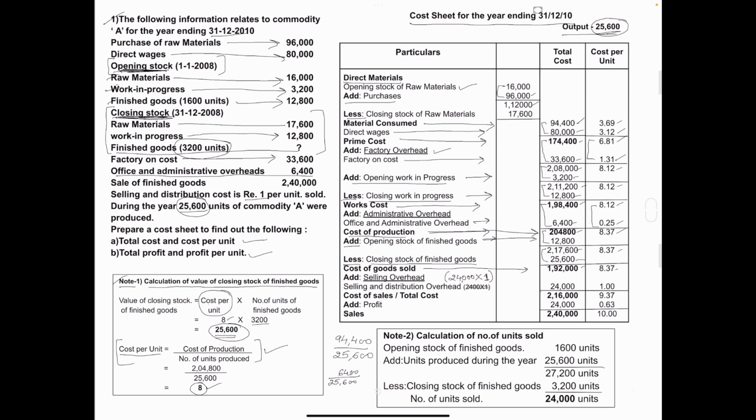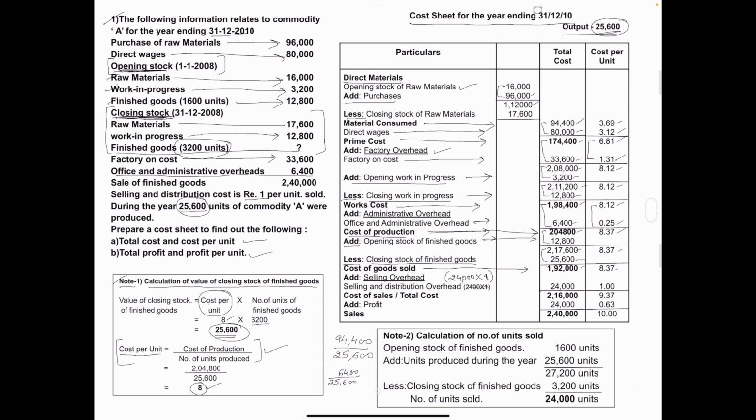Next head is add selling overhead, or you can write selling and distribution overhead. Any overhead or expenses related to sales of material, sales of final goods. For example, sales manager salary, commission to salesmen, advertisement, bad debts, free gifts, etc. All these overheads come under this head.